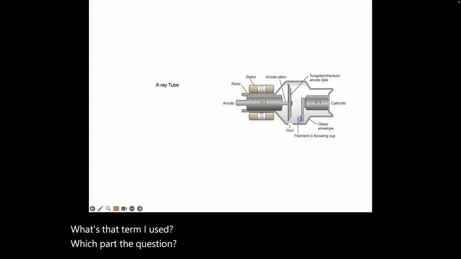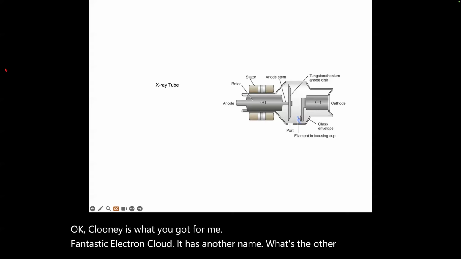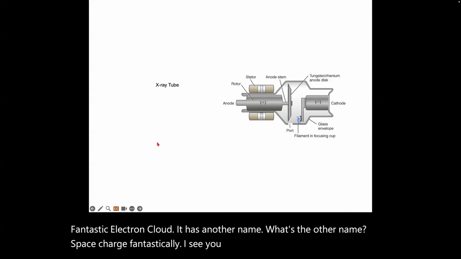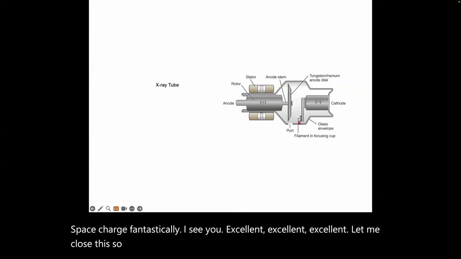Okay. Clunis, what do you got for me? Is it the electron cloud? Fantastic. Electron cloud. It has another name. What's the other name? Space charge. Fantastic. Excellent, excellent. All right, let me close this. So nicely done, both of you.